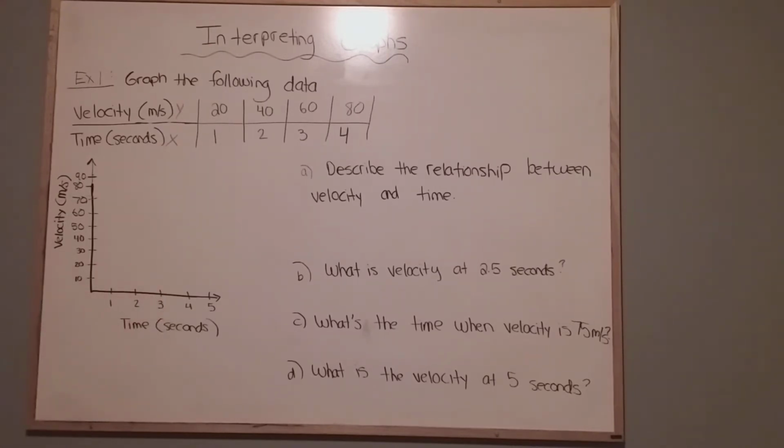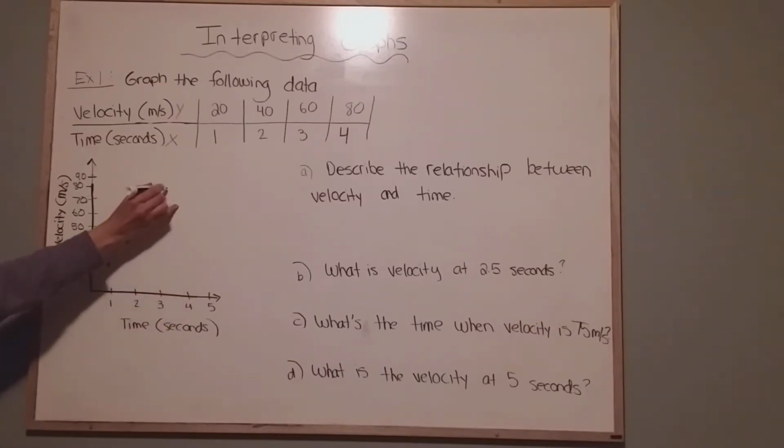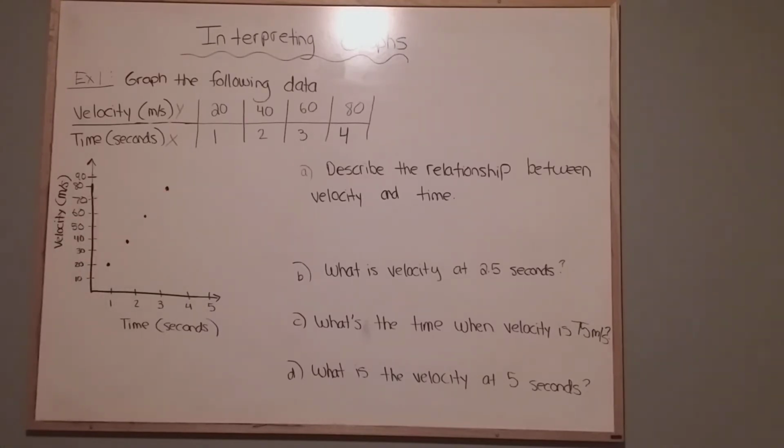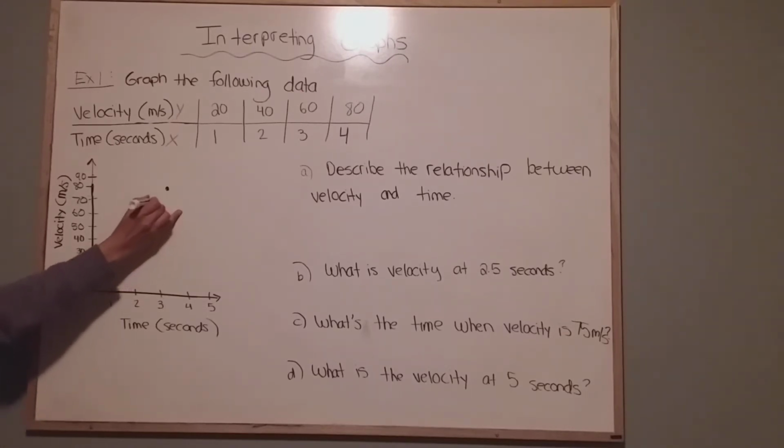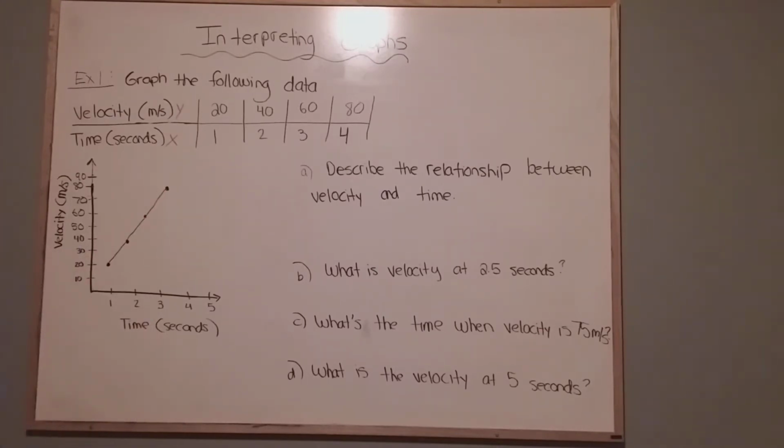Okay. So letter A, let's graph it. So at 1 is 20. At 2 is 40. At 3 is 60. 4 is 80. Based on the data we got, that is our graph. We can connect our dots just on the data that's given from here to here. The reason I'm able to connect my dots is because with time, I can have half a second. So I graph my data, I connect my dots because it's possible.